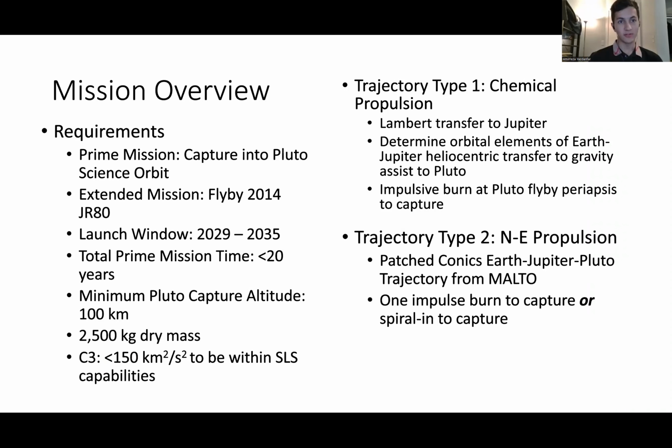The two NEP trajectories also have a Jupiter gravity assist, but one trajectory circularizes around Pluto with a one impulse burn, and one trajectory circularizes with a spiral in maneuver. Next slide, please.